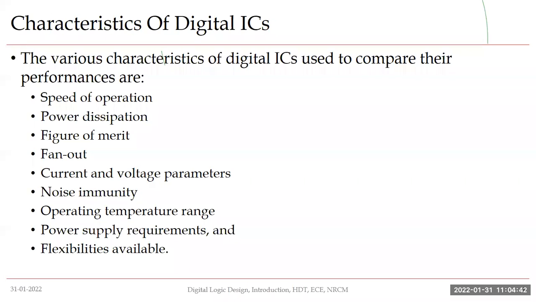The various characteristics of digital ICs that are used to compare their performance are speed of operation, power dissipation, figure of merit, fan out, voltage and current parameters, noise immunity, operating temperature ranges, power supply requirement, and flexibility available. Now, we will consider each of these characteristics one by one.